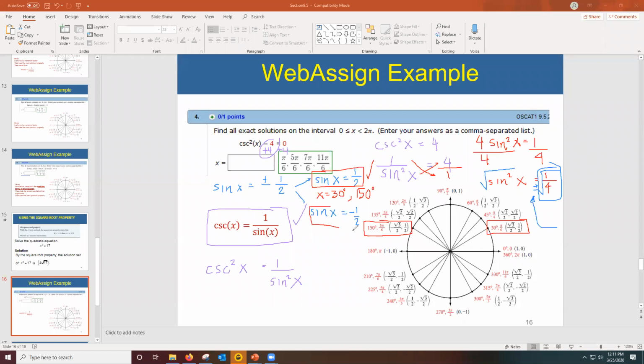What angles have sine equal to negative 1/2? Well, if I come down here, 210 is one angle that has sine equal to negative 1/2. And let me look, here's another angle that has the sine equal to negative 1/2, so 330. Again, notice there were 4 answers to this problem. I shouldn't say theta here, I should say x.